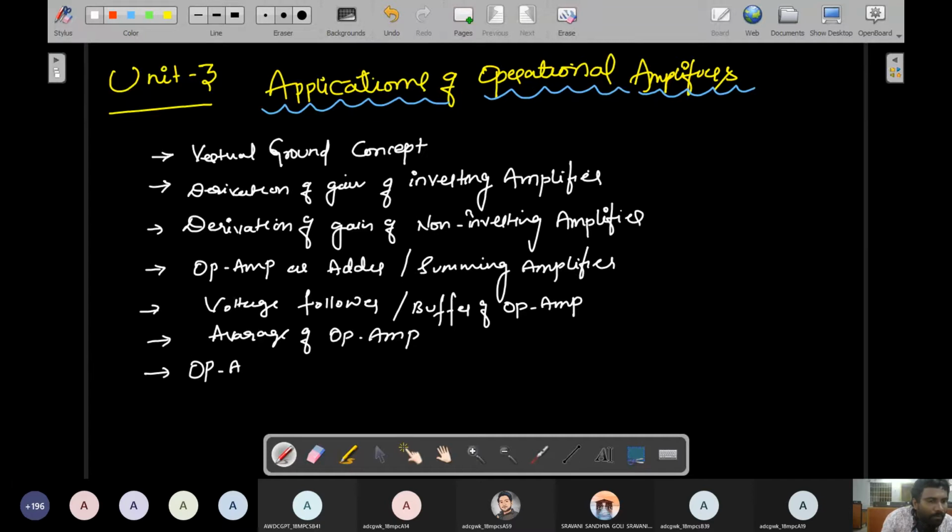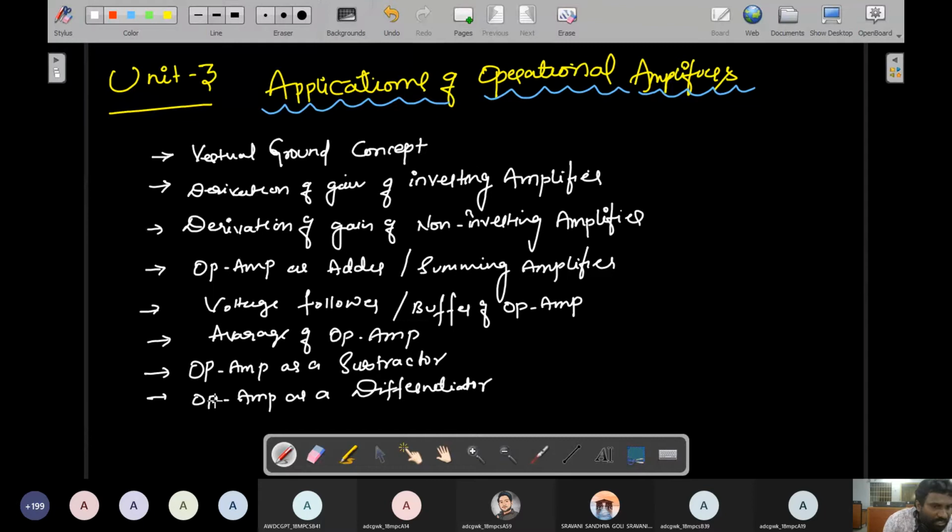Op-amp as a subtractor, and op-amp as a differentiator. Differentiator means differentiation. Okay, and op-amp as an integrator. So these topics are there.